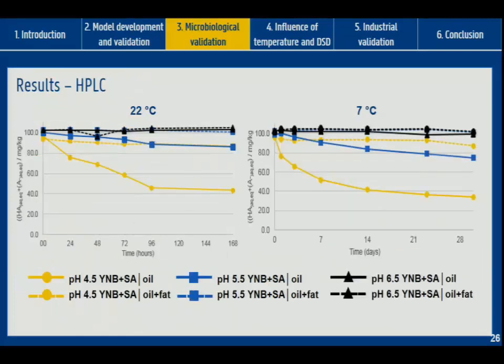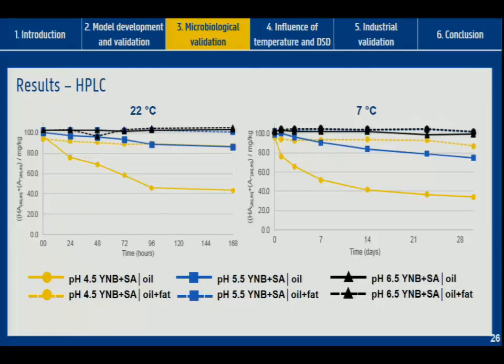And now for HPLC results. So on the x-axis we have time, and on the y-axis we have sorbic acid concentrations. The flat lines, the full lines, are systems with oil, and the dashed lines are systems with oil and solid fat. So this partitioning phenomenon is very well illustrated here at 22 and at 7 degrees. As you can see, it's time dependent as well. And of course, it happened the fastest, so the least sorbic acid was present in the aqueous phase at pH 4.5. Why? Because there was most protonated acid available to partition.